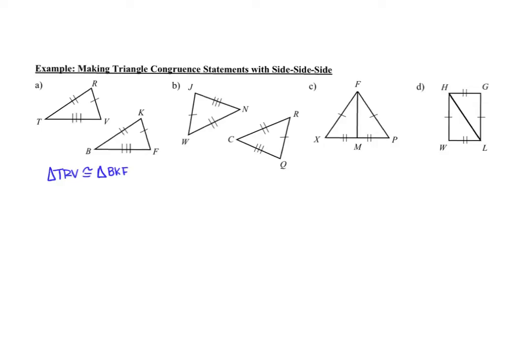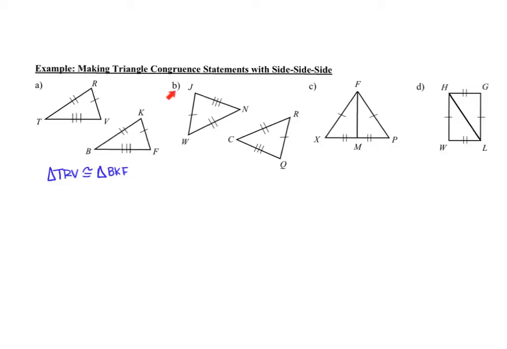And here's why. Remember, corresponding segments are listed in order based upon the variables. So if TR would be here, and because this segment is listed first, then this segment also needs to come first in that same order. So TR is congruent to BK, which is here, and then the next segment, RV, is congruent to KF, so RV, KF. So you want to make sure that you have corresponding sides when you're naming your triangles.